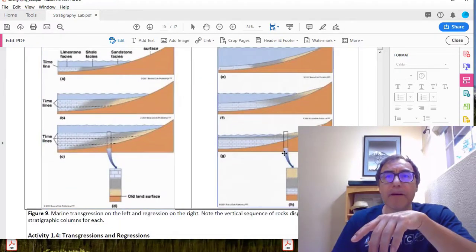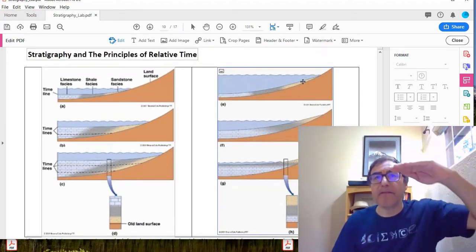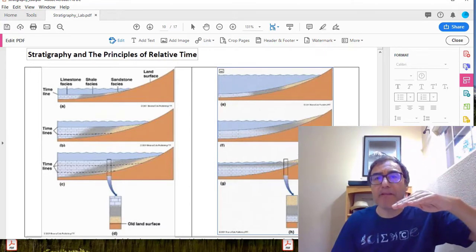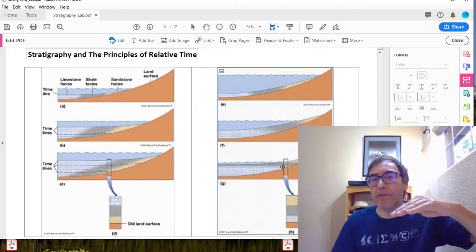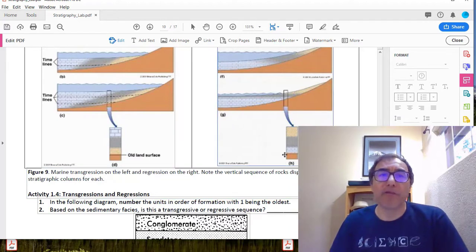Yeah, so if we saw sandstone on top of shale on top of limestone, this would tell us that sea level was much higher, and as the sea level was dropping, now the sandstone facies will be on top of the deeper water shale facies, and the shale facies will be on top of the deeper water limestone facies. So that would mark a marine regression, right? So here's a transgression right over here, and this is a regression.